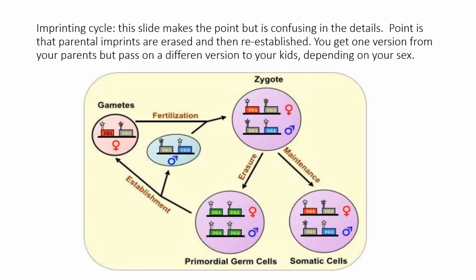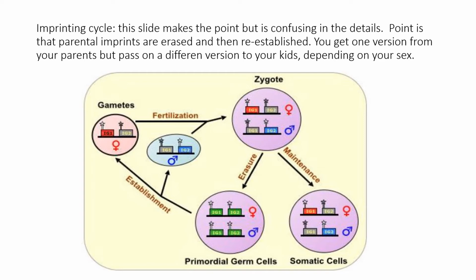Okay, so starting where? If we start with the zygote, we're showing imprinted gene number 1 and imprinted gene number 2, where one is expressed from the maternal allele and one's expressed from the paternal. So those imprints are maintained during the life of the individual in your somatic cells. You've got one active allele from mom, and one active allele from dad. But those imprints need to be erased in order to establish the next generation of imprints.